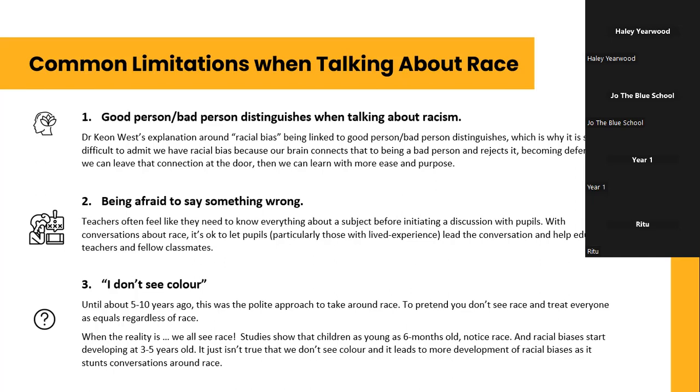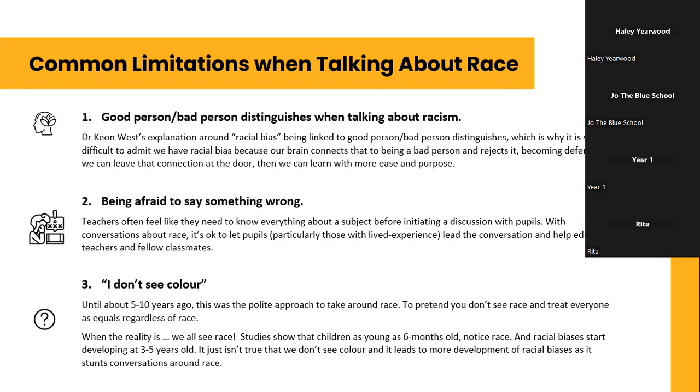Also, number 2, being afraid to say something wrong. Teachers often feel like they need to know everything about a subject before initiating a discussion with pupils. So when we're talking about race, it's okay to let the pupils, especially those who have a lived experience, lead that conversation. And then they can also help educate the teachers, but also their other classmates as well. It can also lead to safe spaces where pupils feel comfortable talking about it because the teachers are allowing the students to lead.